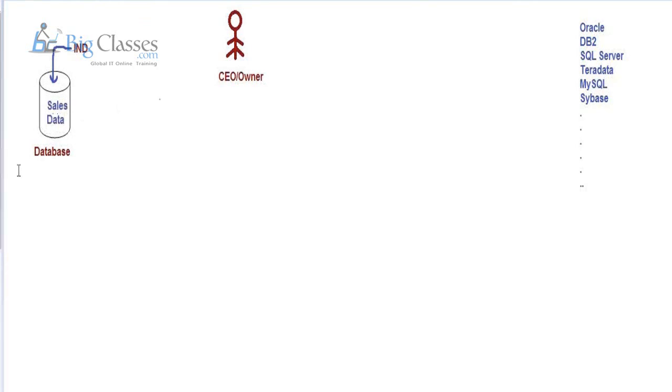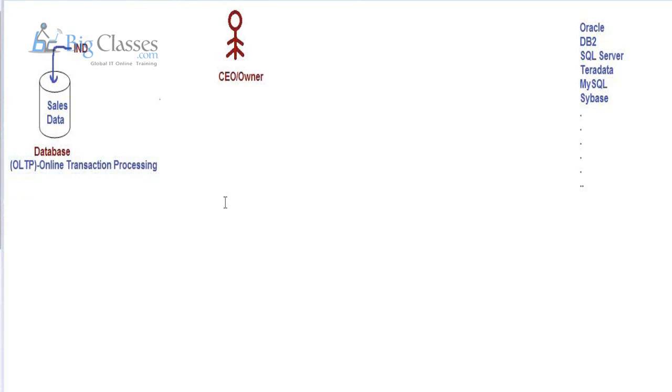these kind of databases are going to be called OLTP databases. OLTP stands for Online Transaction Processing. That means the databases which are going to store the daily business operations data.